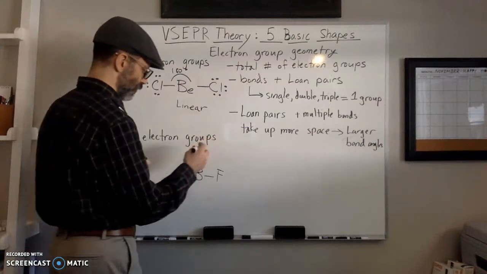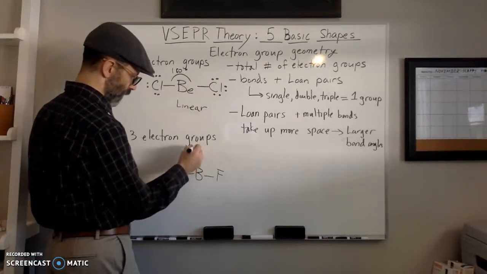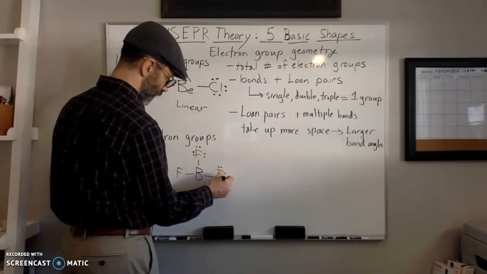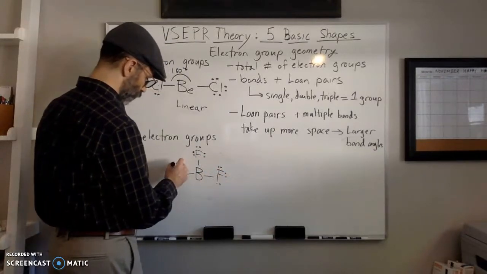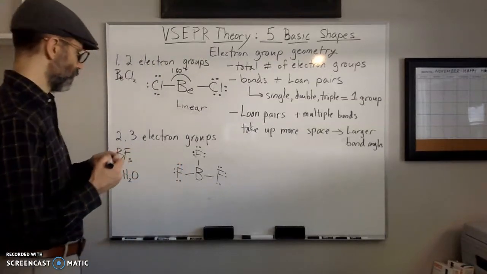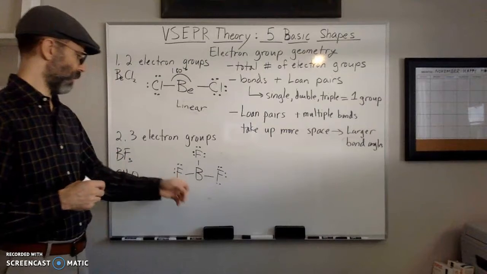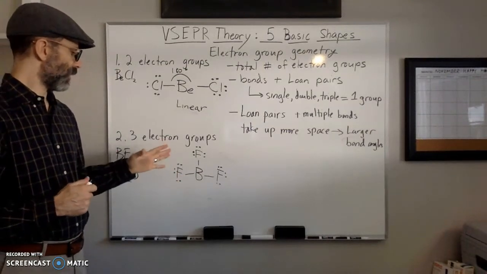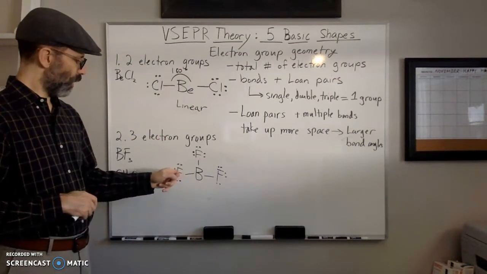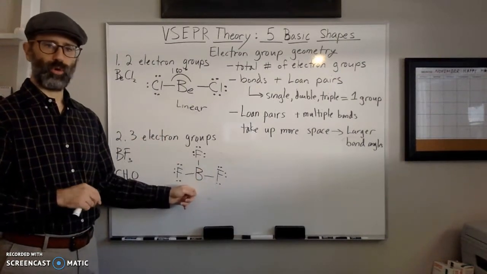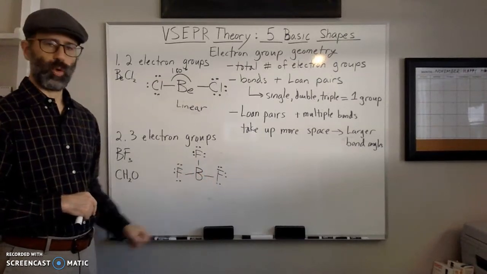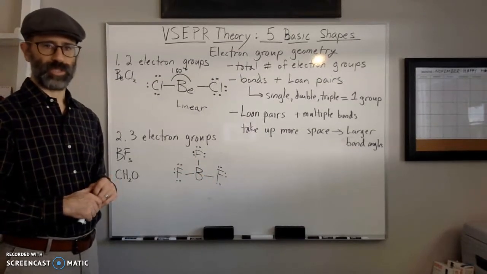So here's my Lewis dot structure. I need to put the lone pairs in for my fluorine atoms. Each fluorine gets 3 lone pairs. Okay, so here's my BF3, my boron trifluoride. Here I have 3 electron groups, and they're all bonding groups. I have no lone pairs. I have 3 bonding groups here, so the total number of my electron groups is 3.